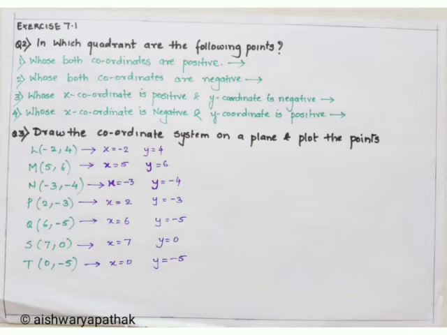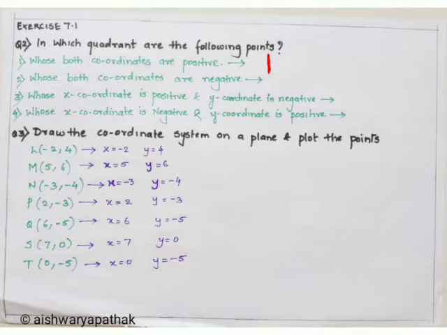Now next, in which quadrant are the following points whose both coordinates are positive? Already we have studied that. In which quadrant does that point lie? Yes, correct student, it lies in the first quadrant. I have written Q here. So the first quadrant.